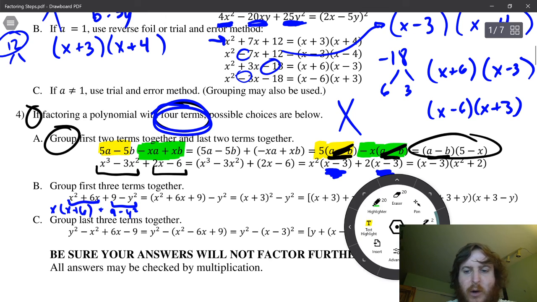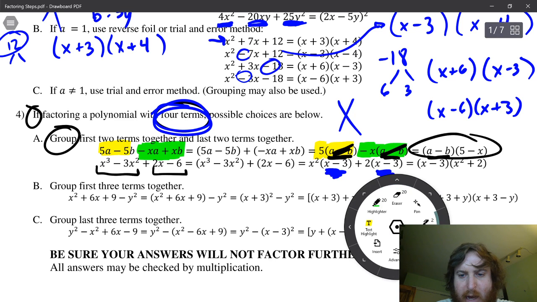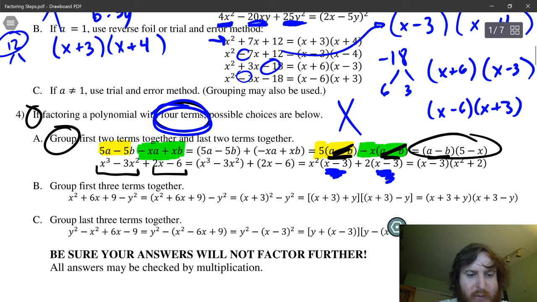So grouping didn't work. So if grouping doesn't work, we can either try to group the first 3 terms together, or the last 3 terms together. You may have to reorganize it. But basically we're trying to group 3 terms together. B and C are kind of the same thing.